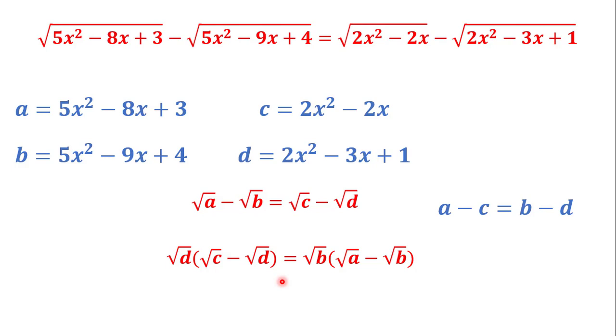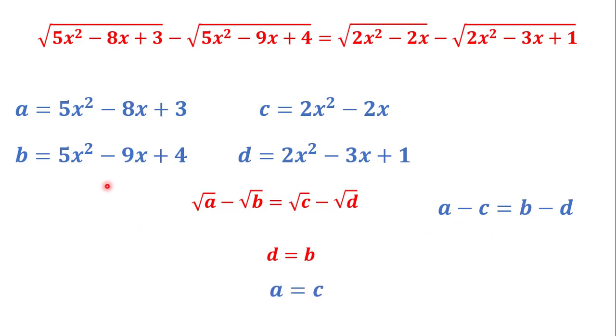And we can write radical d equals radical b. We can raise both sides to the power of 2, and we're going to get d equals b. Notice that b, d, and a and c are always positive quantities. d equals b, and in this equation we can say a equals c.